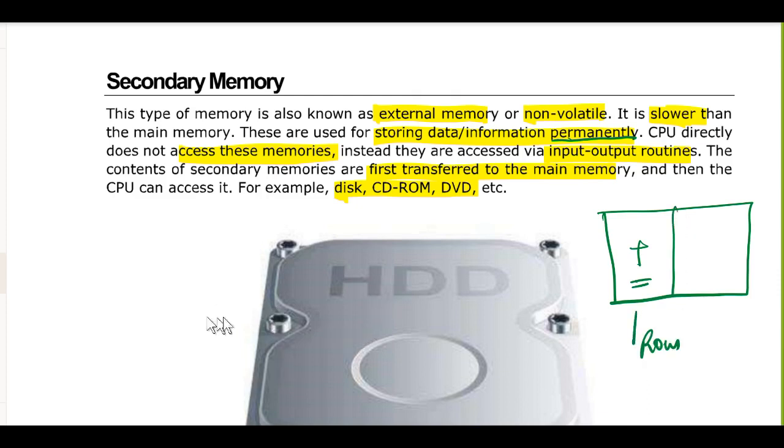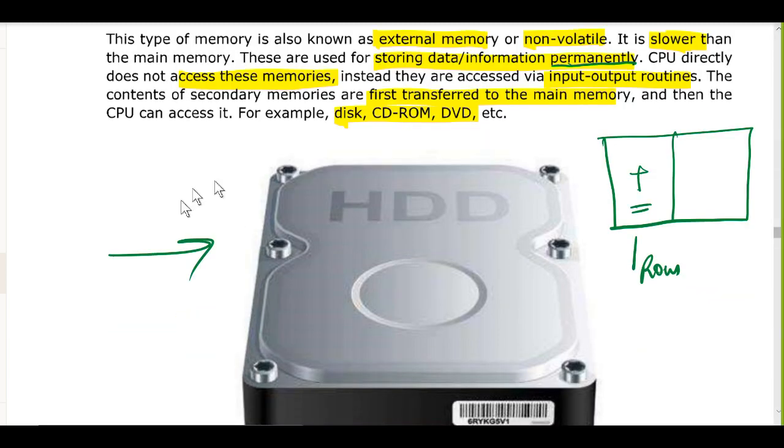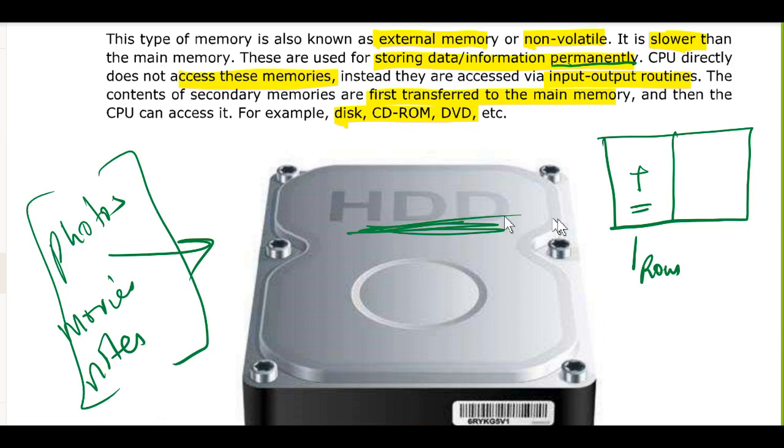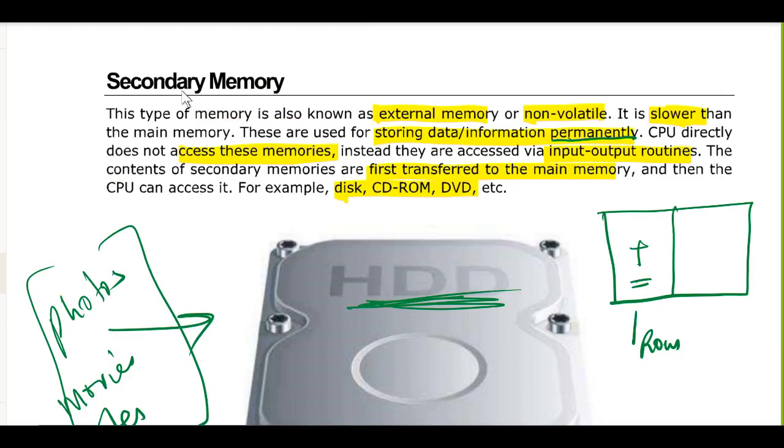But when you talk about a computer, you have a hard disk. I know you might be conversant with the hard disk. Think about where you save your photos, your movies, or your notes. You normally save this information on a hard disk, which we call HDD. You store your information permanently, and you can find it tomorrow or the other day, even after you have powered off your computer. That is called secondary memory.